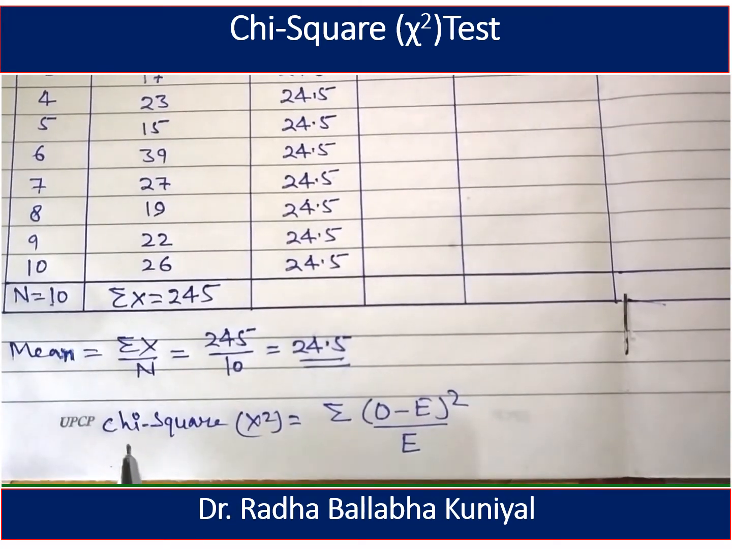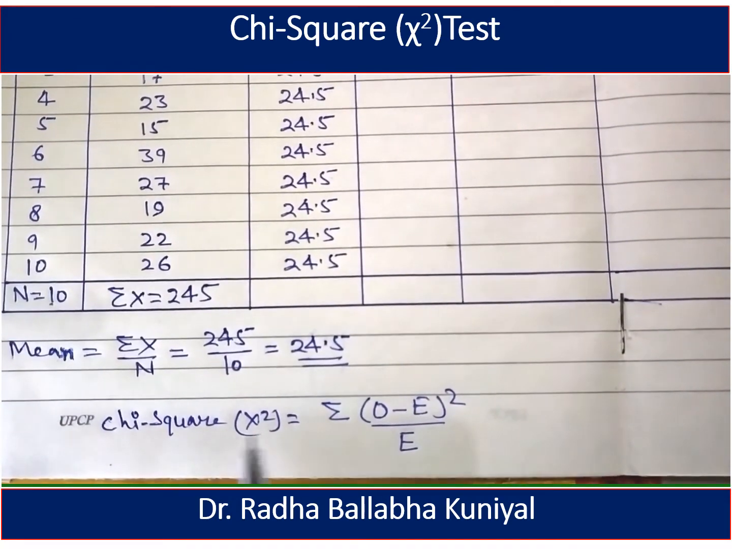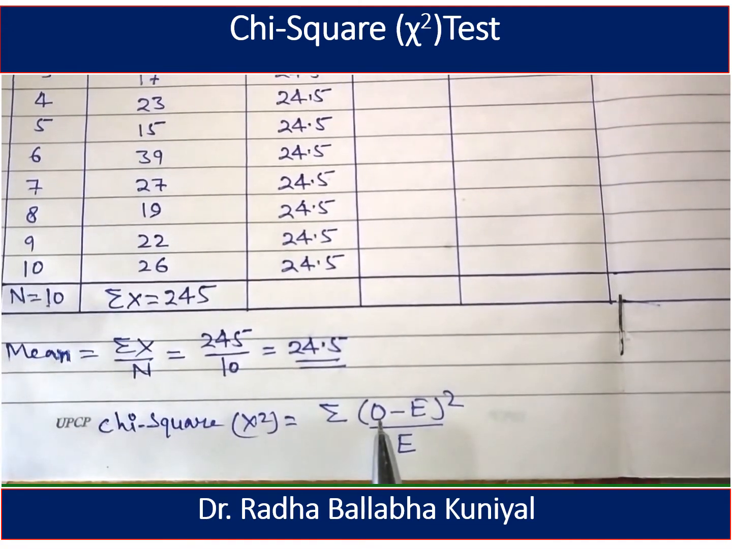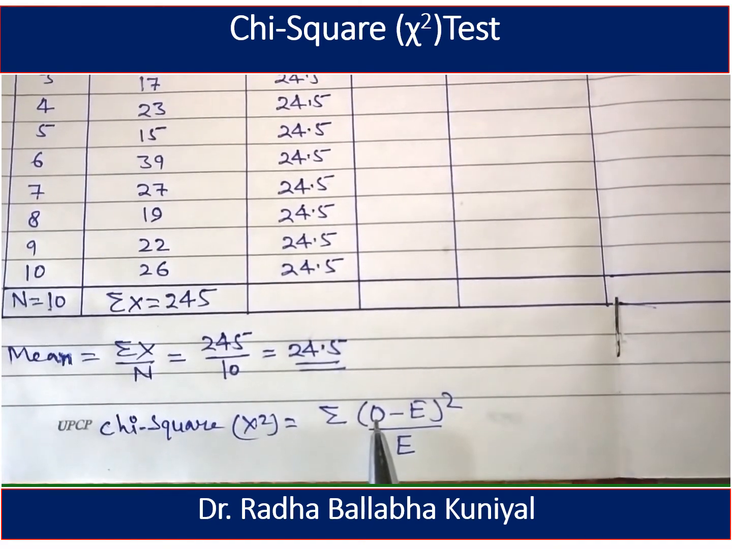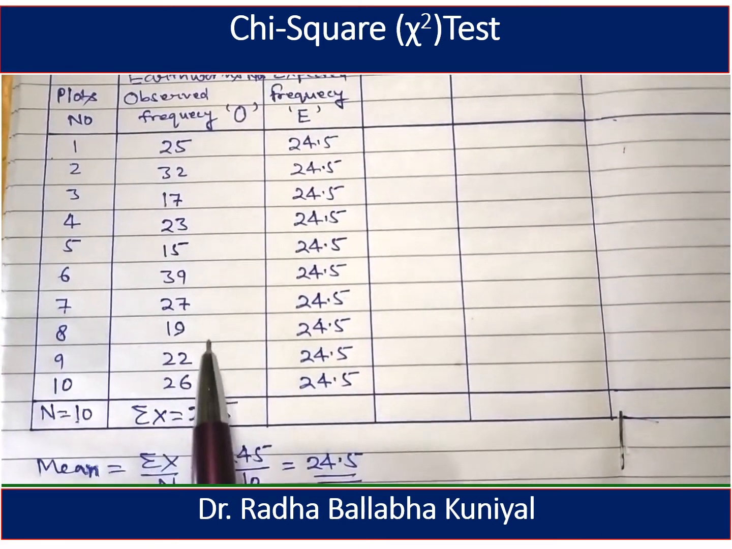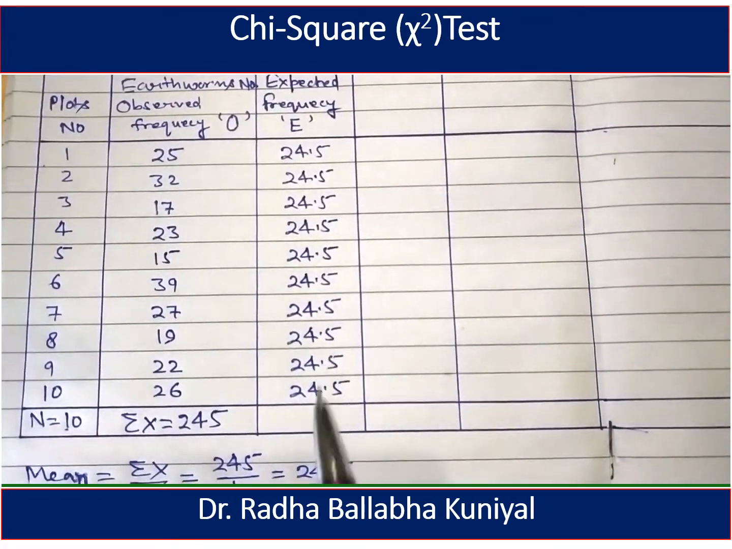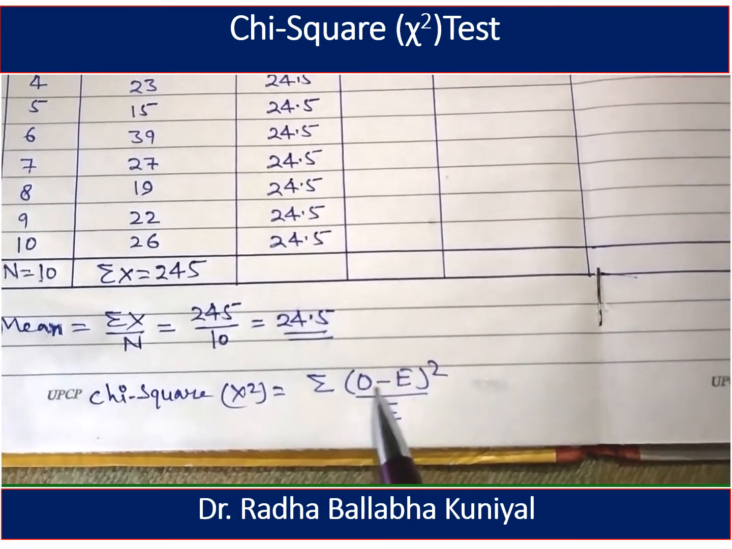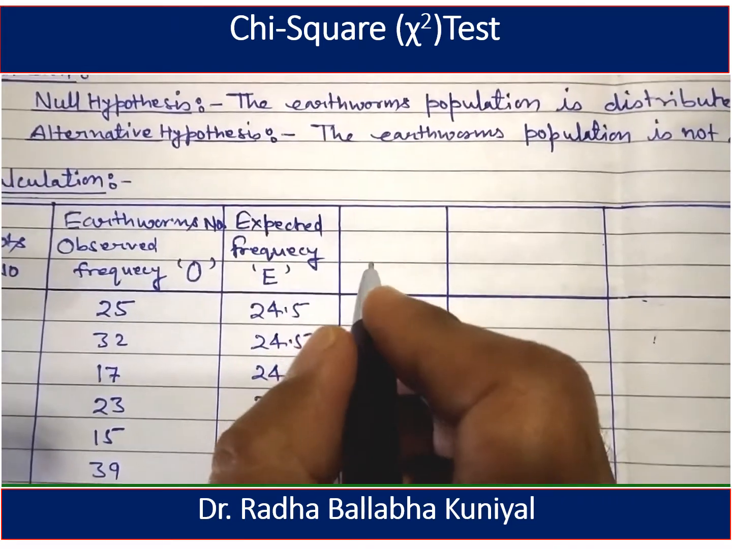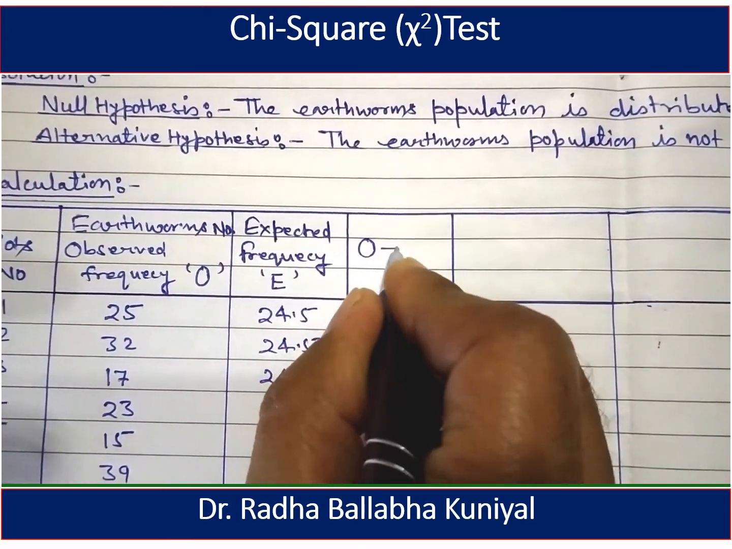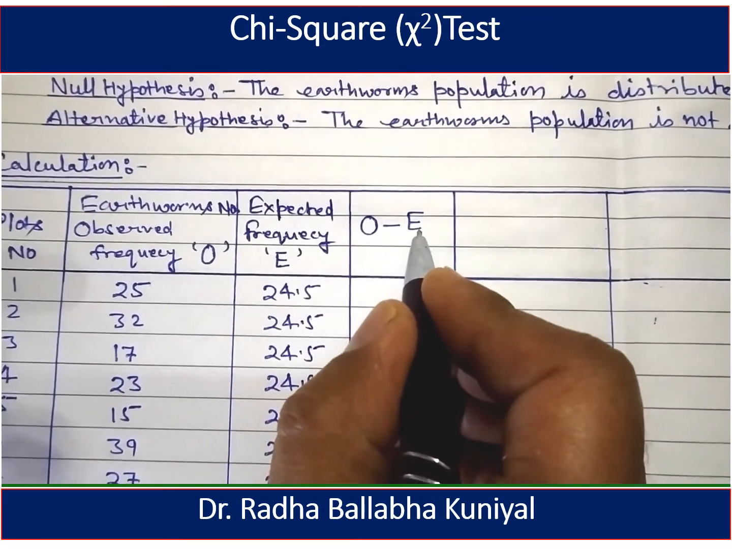Now we will calculate the chi-square by applying this formula. Chi-square equals sigma, the whole square of O minus E upon E. Here O is the observed frequency, and here we have the observed frequency, and E equals the expected frequency. Now we need the whole square of O minus E. In the next column, we will write the caption O minus E, meaning observed frequency minus expected frequency.